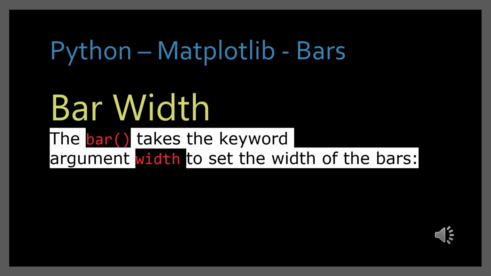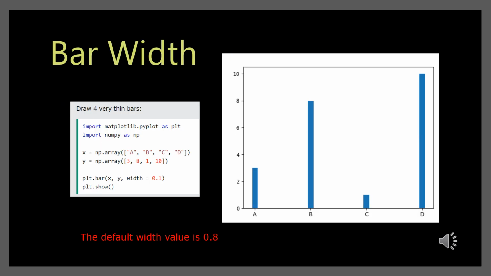Using the width argument, you can set the width of the bars also. The default width of a bar graph is 0.8, so we can modify it to 0.1 or 10 or anything you want. You can see plt.bar(x, y) with width 0.1. So with 0.1, the size has been reduced. The normal size is bigger, so now the size is smaller. You can see the difference here itself.